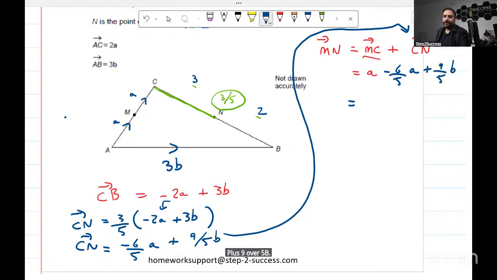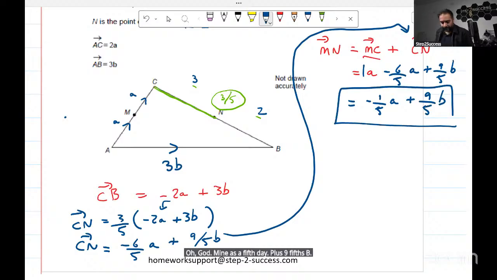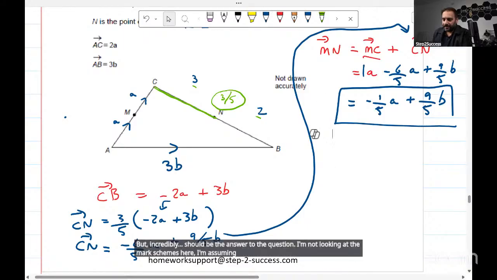And then you simplify. 1A minus 6 over 5A is, oh God, minus a fifth A plus 9/5 B. That, incredibly, should be the answer to the question. I'm not looking at the mark scheme here. I'm assuming, I have confidence in myself.